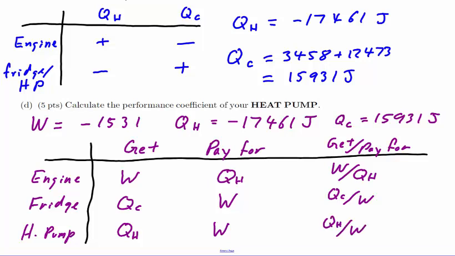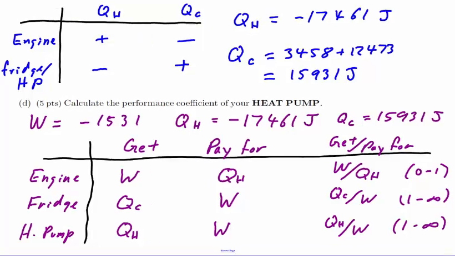It's important to note the range of each one of these parameters. For an engine, the efficiency goes from 0 to 1, because you can't have more than 100% efficiency, even in your imagination, for an engine. However, for a refrigerator and a heat pump, ideally you'd like to move the heat without doing any work. Therefore, both of these coefficients should go from 1 to infinity, and when you get your final result, you can check whether each one of these fits in the appropriate range.